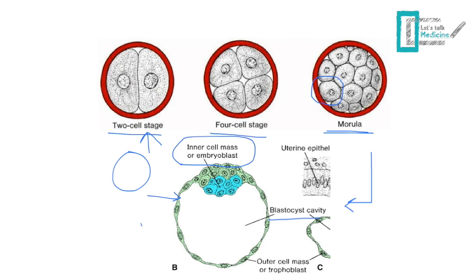Now, we won't focus on the outer cell mass. We're not interested in the placenta right now. We'll only focus on the inner cell mass, or the embryoblast. So the whole embryo comes from the inner cell mass. So whatever differentiation is going to happen in the embryo, it's going to happen in the inner cell mass.